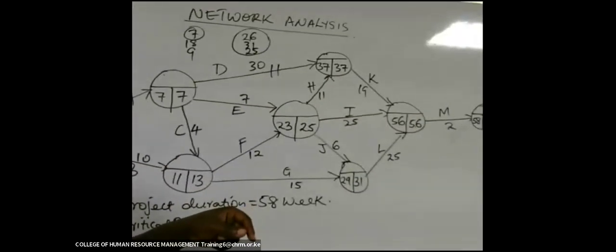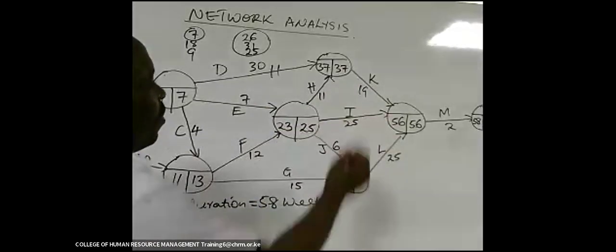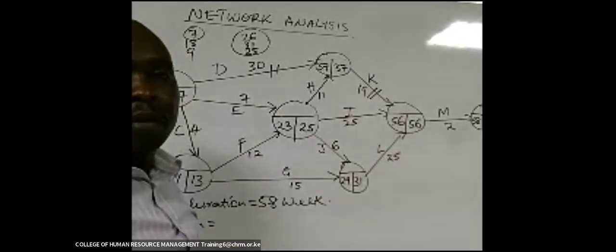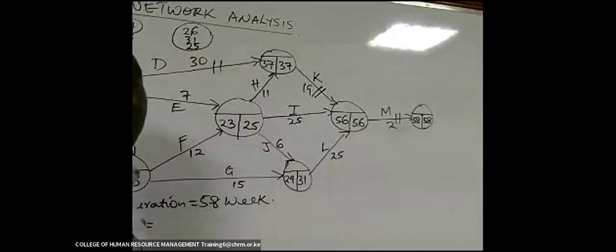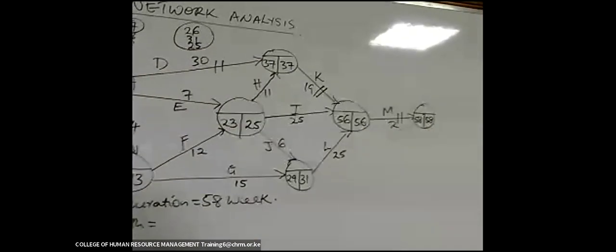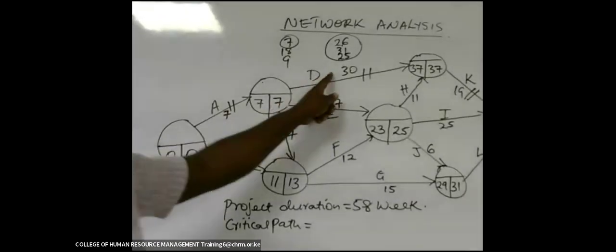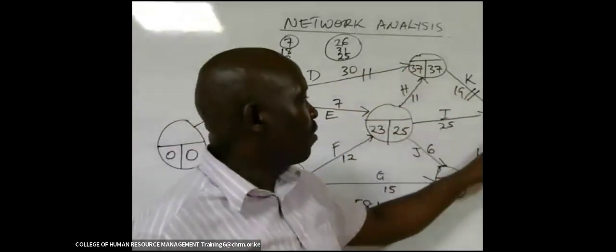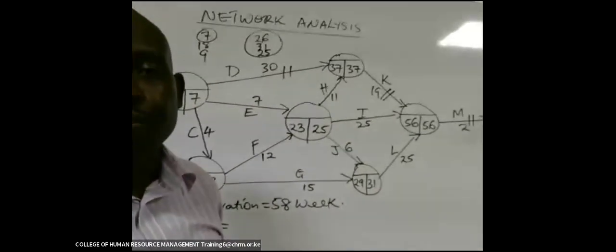From there, we drop like this. This K is also a critical path because it gives us 56, 56. Then you go to the last one. It is giving us 58, 58, like that. The critical path, it is the longest path. If you add these particular time durations, 7 plus 30 is 37. 37 plus 19, 56. 56 plus 2 is 58. That is the path that is giving us the project duration.